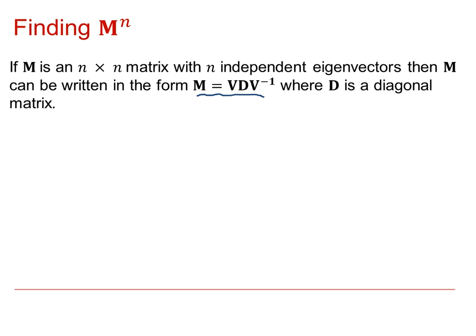Now just consider what happens if we find M squared. So M squared must be equal to V D V inverse multiplied by V D V inverse. But of course you see there that we get V inverse V, which is the identity, so this simplifies to being V D squared V inverse.